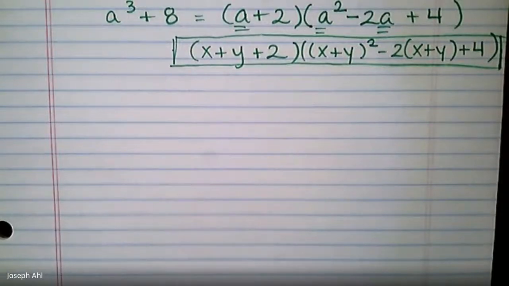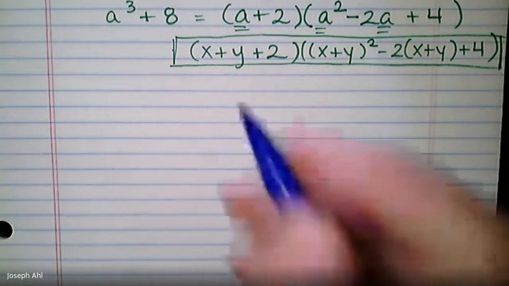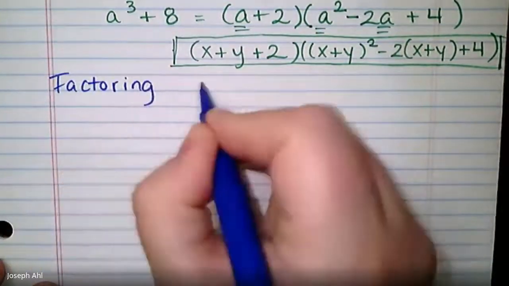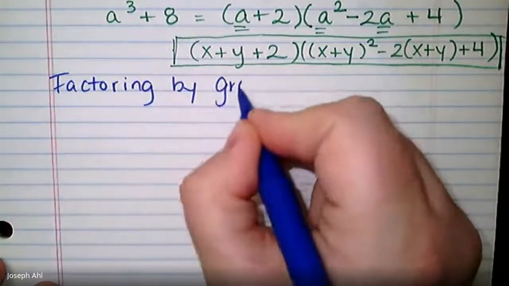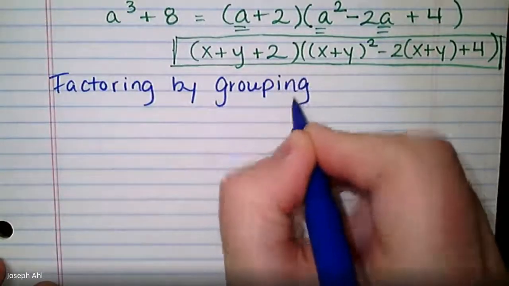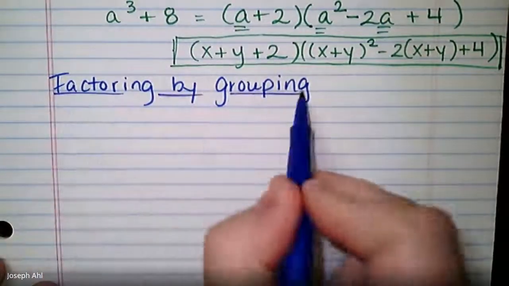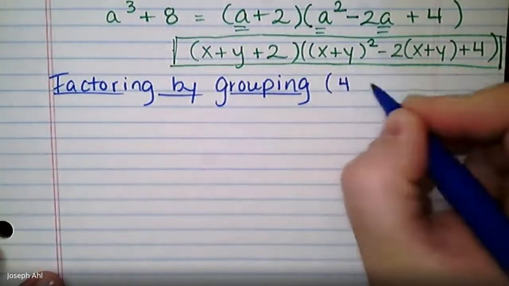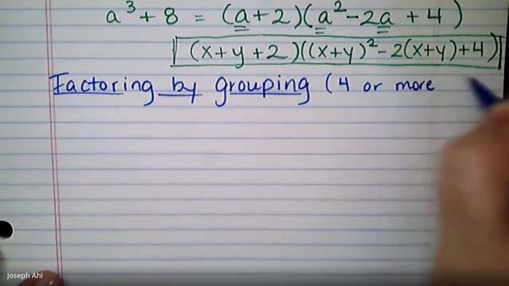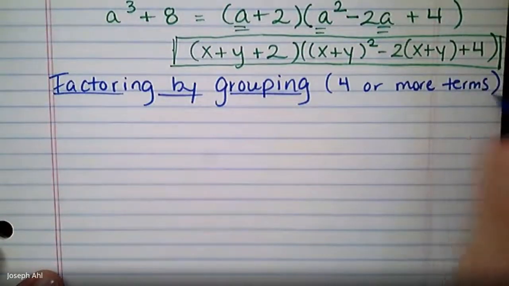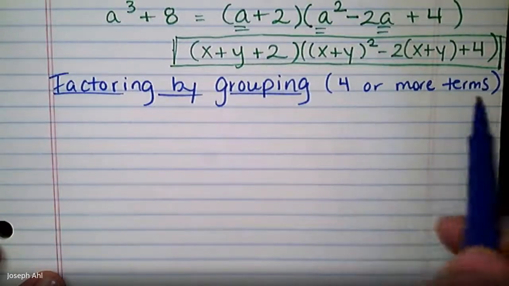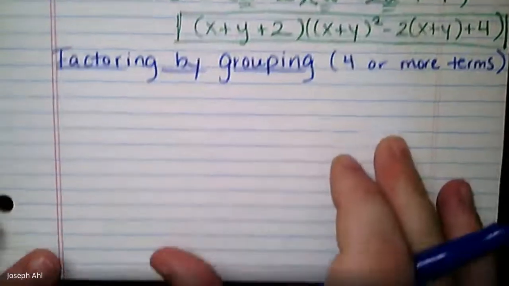Last but not least, the last thing we're going to talk about in this lesson is something called factoring by grouping. This is just a really quick introduction, because our next lesson is all about factoring by grouping. Usually factoring by grouping has 4 or more terms. We usually see an expression that has 4 or more terms.